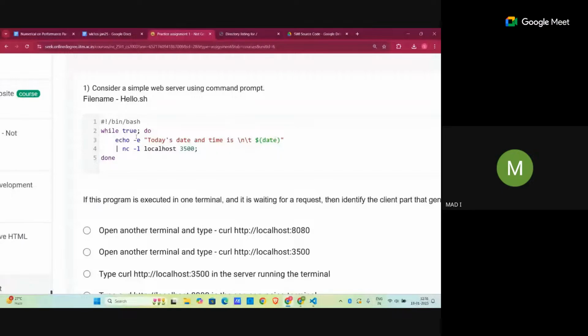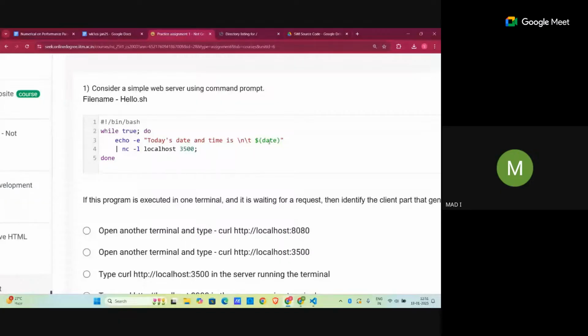Then we are passing this through this pipe symbol. We are passing this information through netcat -l localhost 3500. So basically, this is a simple code for a simple web server. echo -e means it will simply print the data. And we are passing this data through netcat -l, so it will listen on this port 3500. So you will get output on this port. It is giving me the current date.